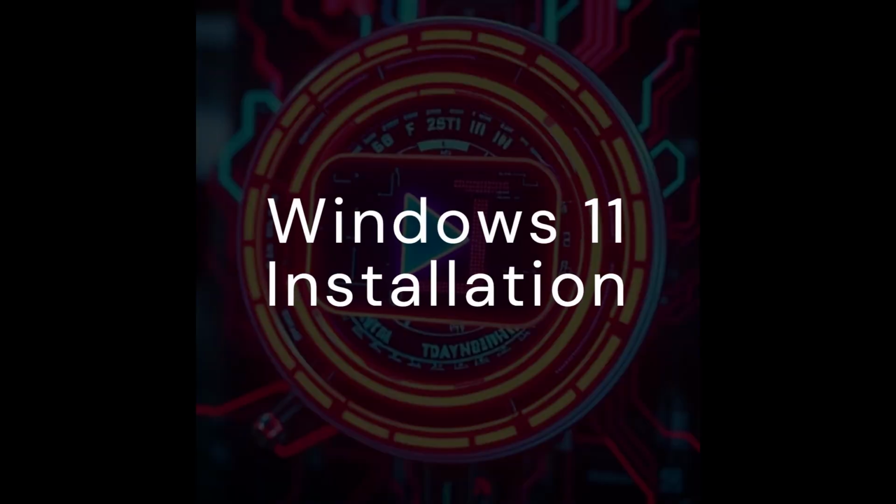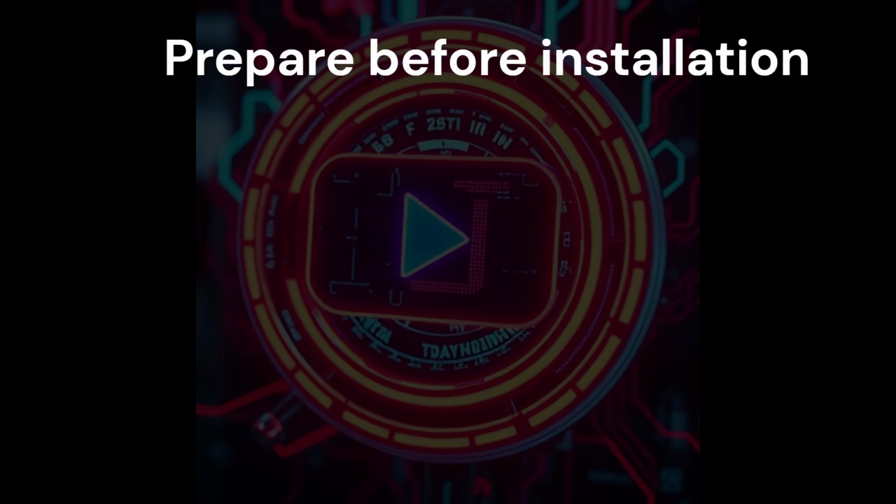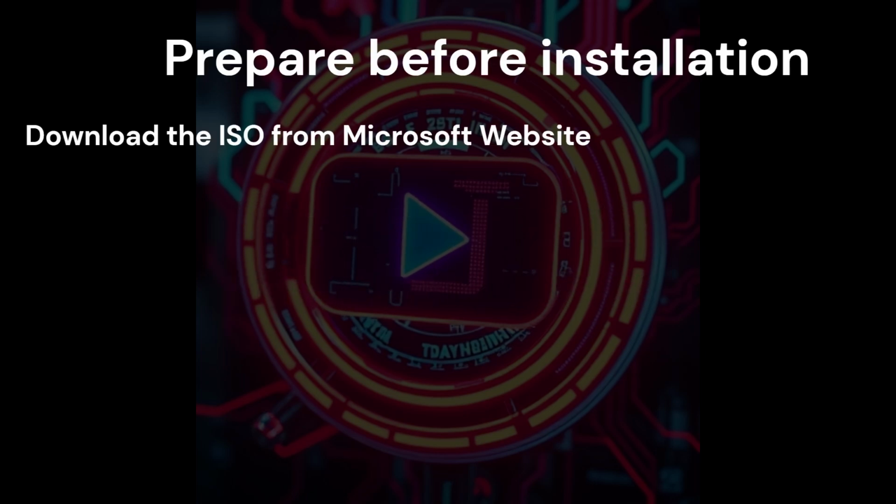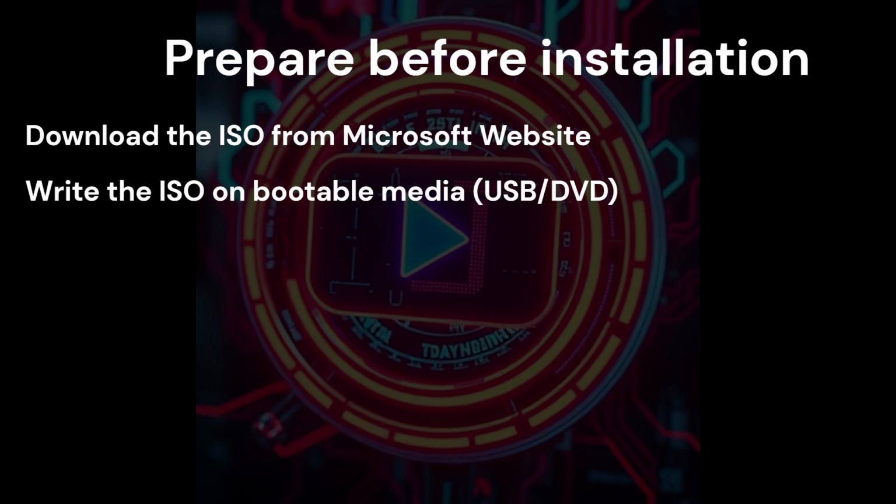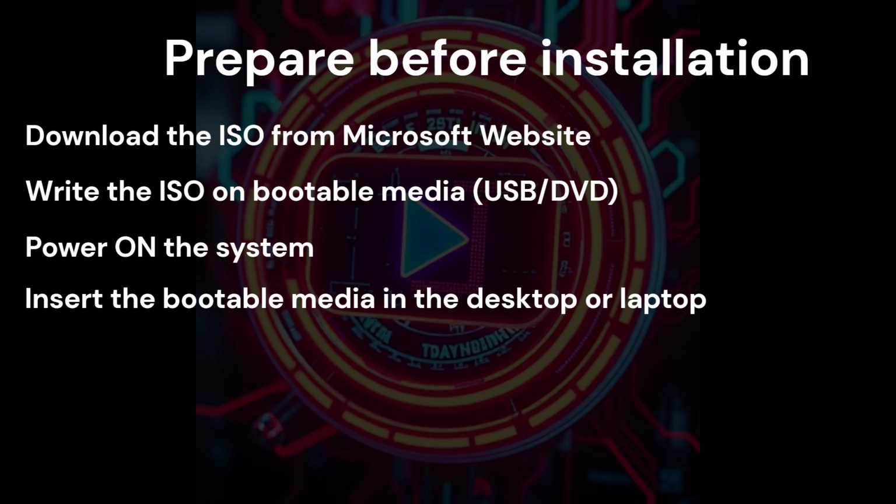In this video we will install Windows 11. Before you begin, download the ISO from the Microsoft website and burn the ISO image on bootable media. Power on the system and insert the bootable media. Once the system boots from the media, press any key on the keyboard.